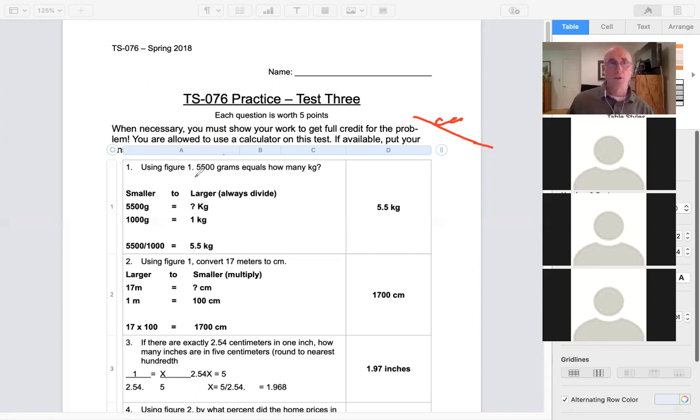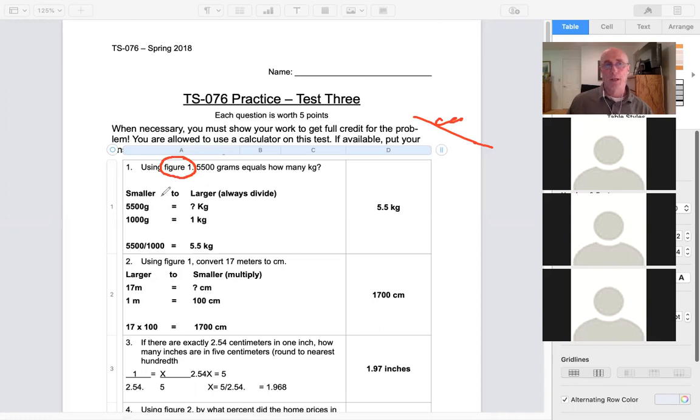Okay, so we've got a question. It says using figure 1. First of all, you'll have some charts at the back of your test that you can scroll to. And actually, for your class, if I recall correctly, I put the chart right into the question. So when you take your third exam, you shouldn't have to look anywhere or scroll. It'll be right there.